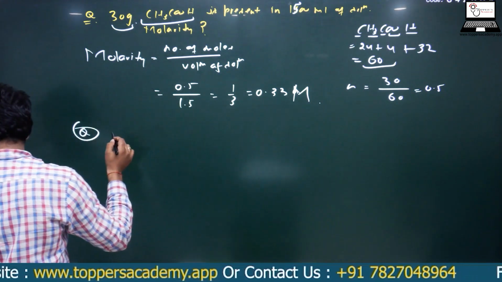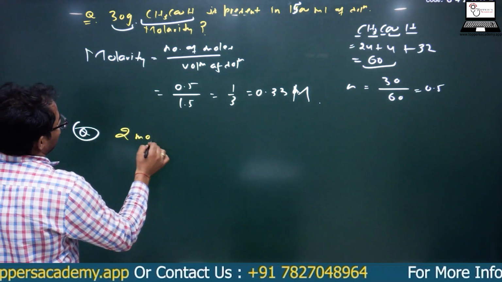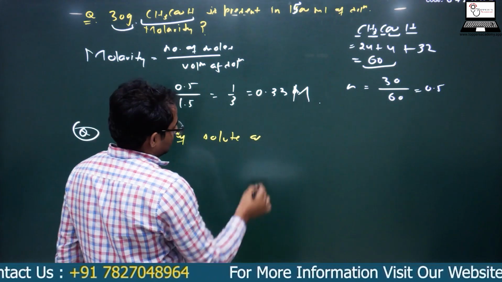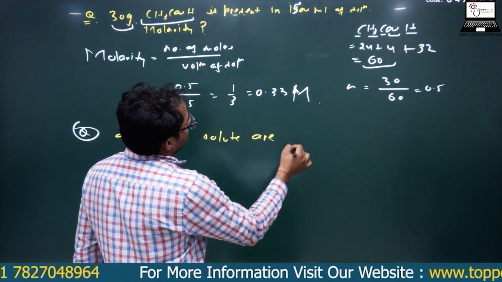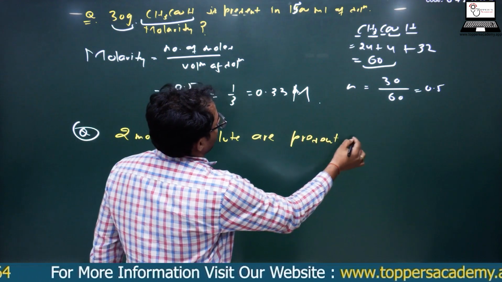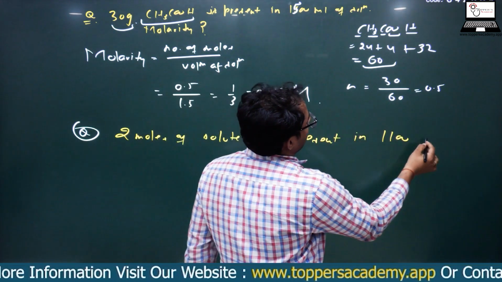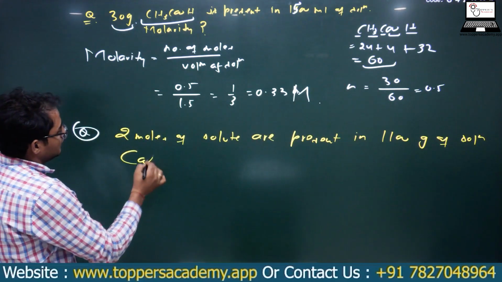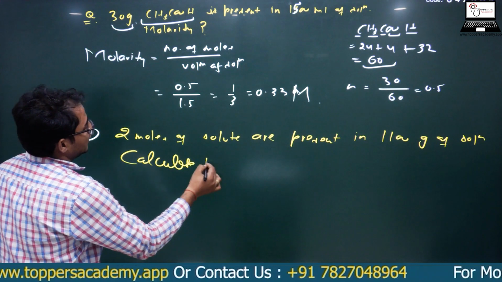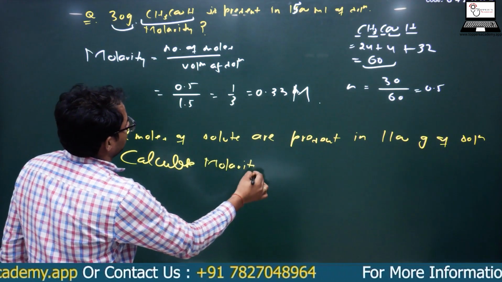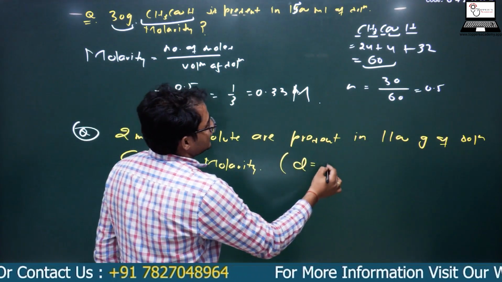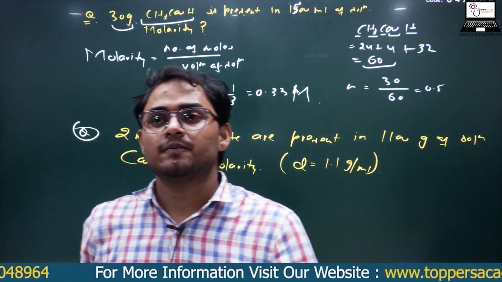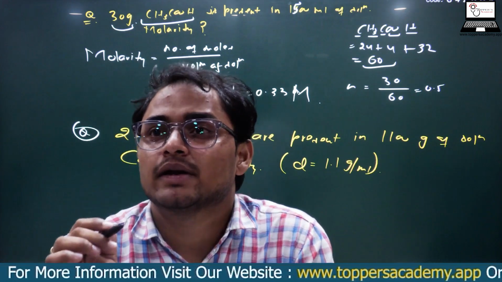2 moles of solute are present in 1100 gram of solution. Calculate molarity, and given that density is equal to 1.1 gram per ml. Density is given here, so obviously we will require density.